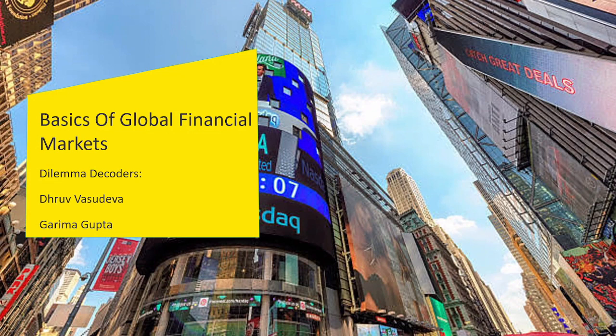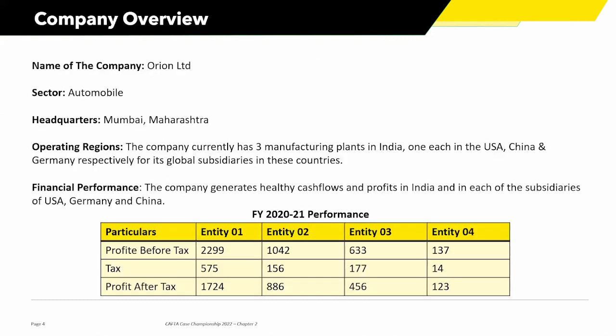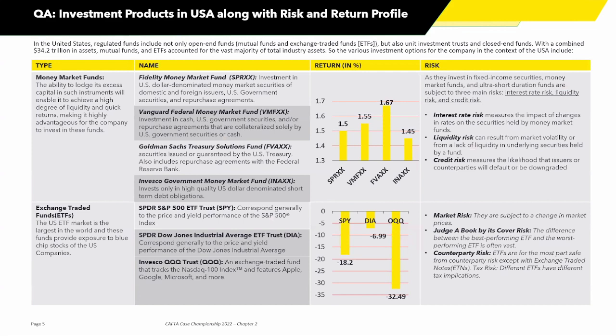Our stream was Basics of Global Financial Markets. The name of our team is Dilemma Decoders, and my name is Garima Gupta. Along with me, I have Dhruv Vasudeva, and we have tried to analyze Orion Limited's options of subsidiaries in USA, Germany, and China by focusing on different investment products, mutual funds, and pension funds. So the first is the investment products in USA, and Dhruv will take over now.